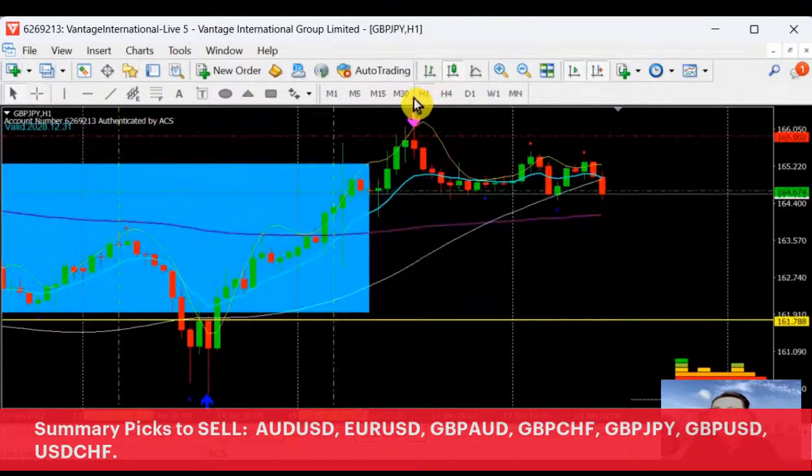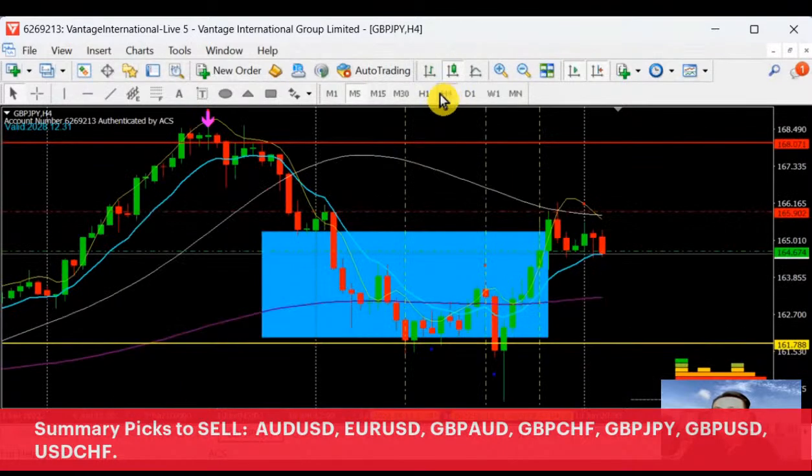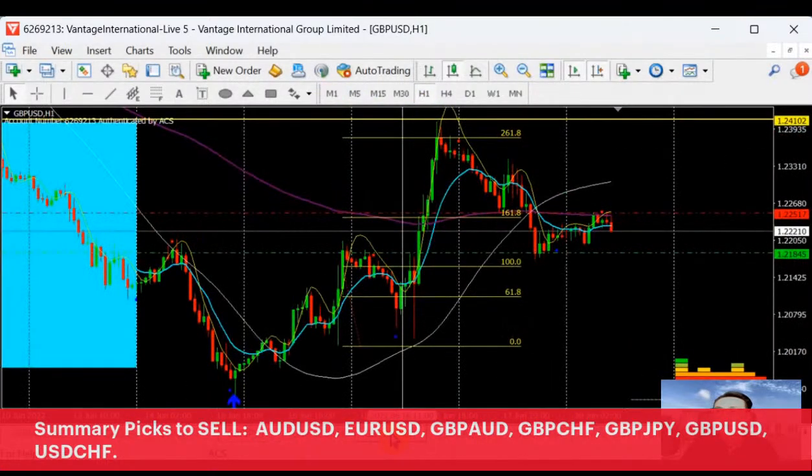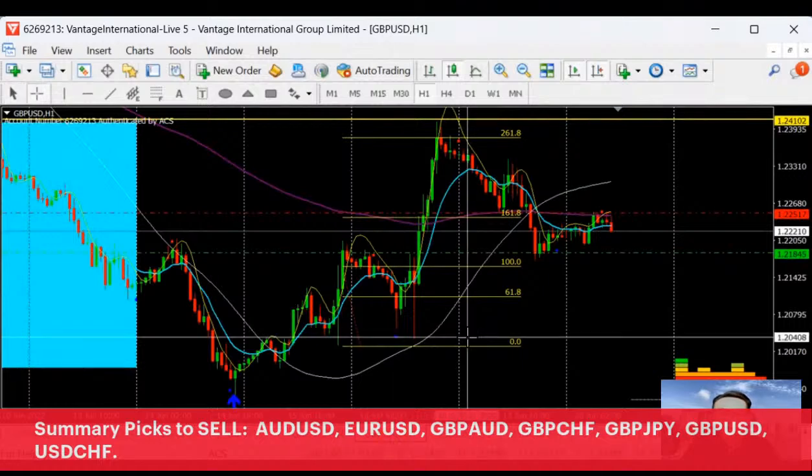Pound yen. Oh, okay. Pound yen is actually testing on the support right now. So I'll hang on first. We have another 6 minutes to go. I guess pound dollar will be good. Okay, pound dollar will be good.